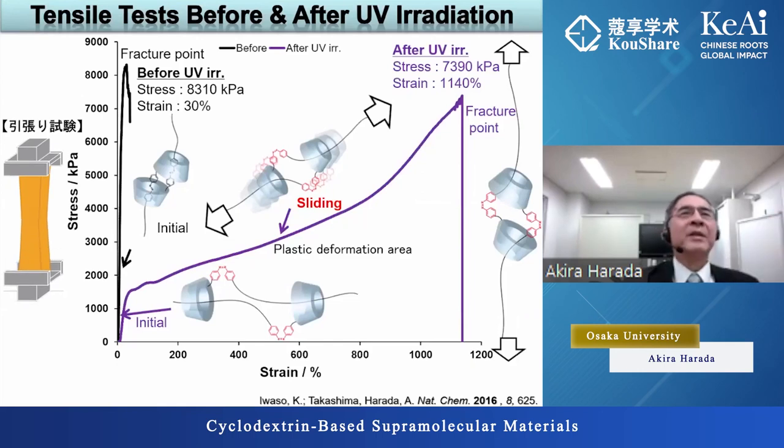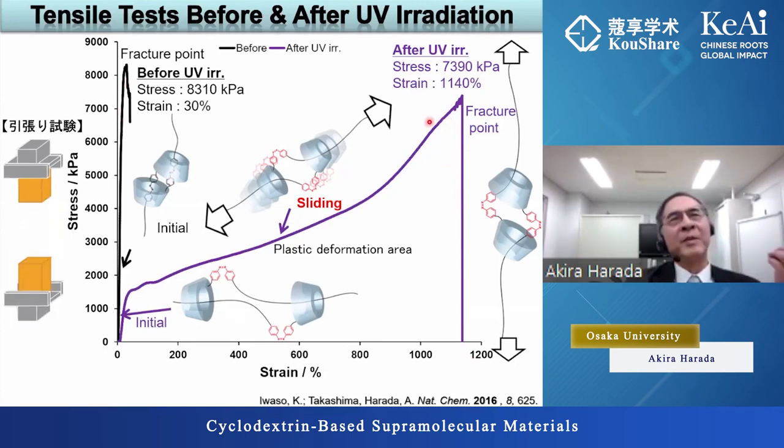Okay, these are the SS curves, strain stress curves, for the host guest dried gel, I mean the supramolecular materials, before and after UV light irradiation. Before UV light irradiation, shown in the black curve here, the dry gel is so hard and did not extend. However, after photo irradiation, the gel became soft and flexible and extended to more than 1000% here. Very different. But the strength stress values are almost the same. So this indicates that the number of cross linking points are the same. Only the distance of the host and the guest are changed by sliding.